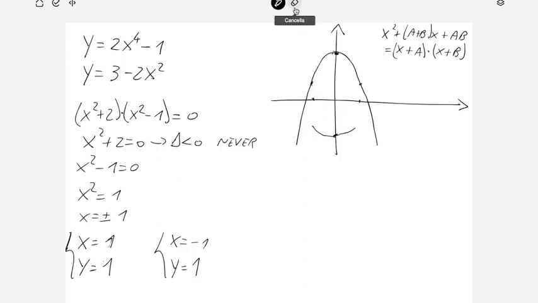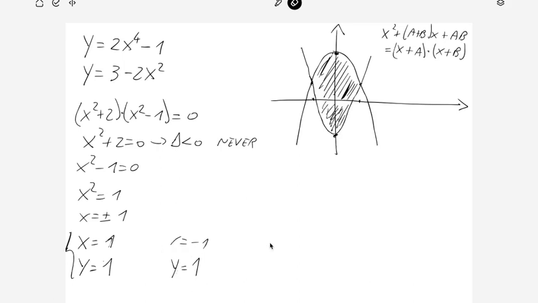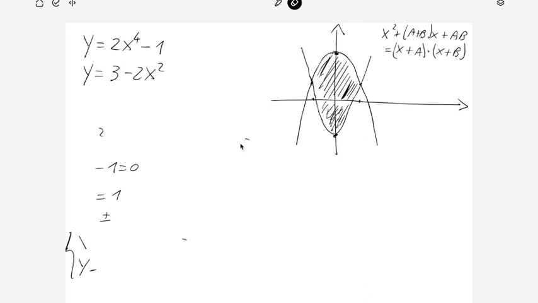And then in order to do a good graph, okay, so the graph is like that. And this is the region. Okay. Now we have to compute the area of this region.